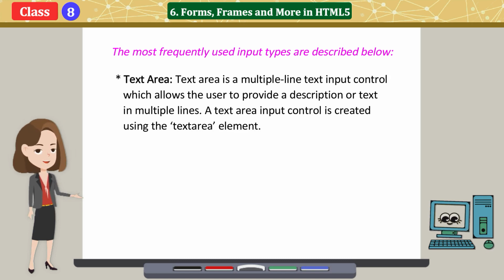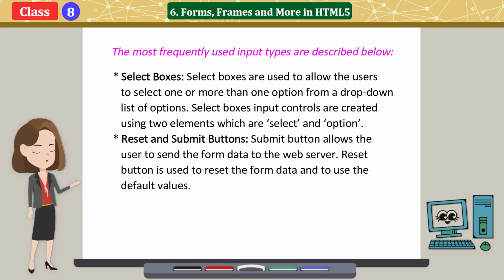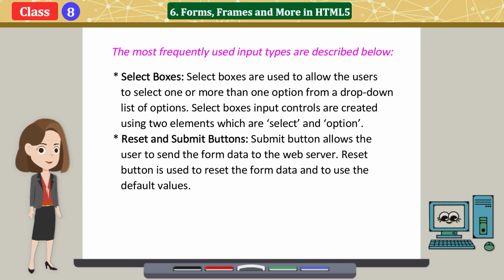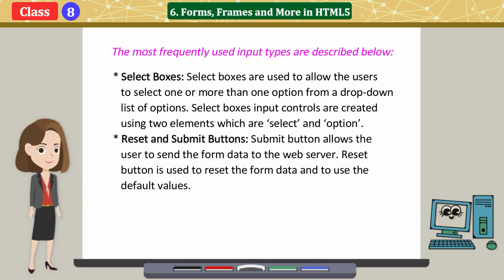Text area. Text area is a multiple-line text input control which allows the user to provide a description or text in multiple lines. A text area input control is created using the textarea element. Select boxes. Select boxes are used to allow the users to select one or more than one option from a drop-down list of options. Select box input controls are created using two elements which are select and option.